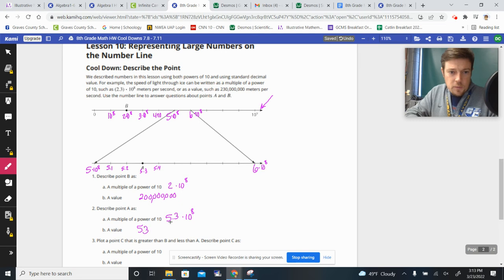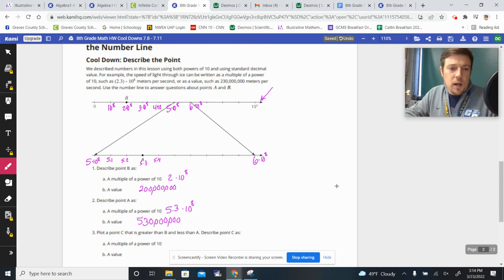53. And when we move that over to make that larger, we have to drop that exponent to have 7 zeros. So 1, 2, 3, 4, 5, 6, 7. And that also makes sense because this is 500 million and this is 600 million. So it makes sense that this is 530 million when it's 3/10 of the way between 5 and 6.